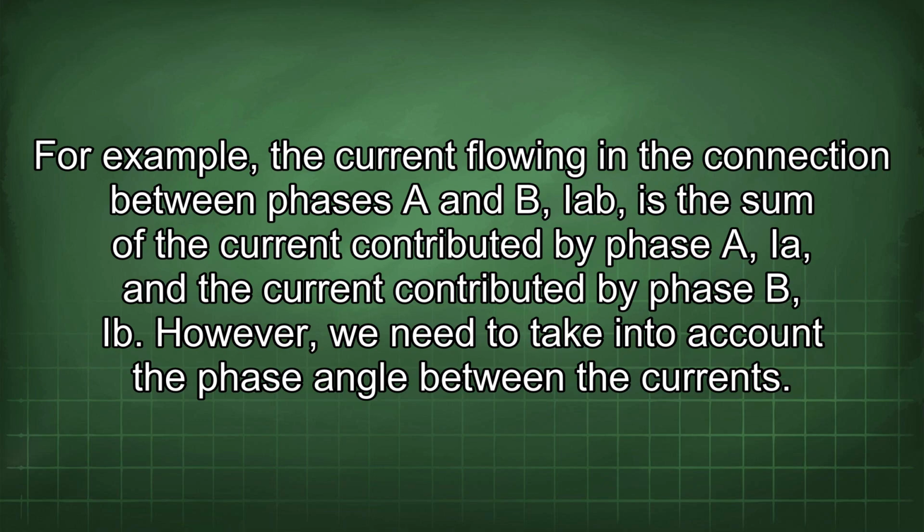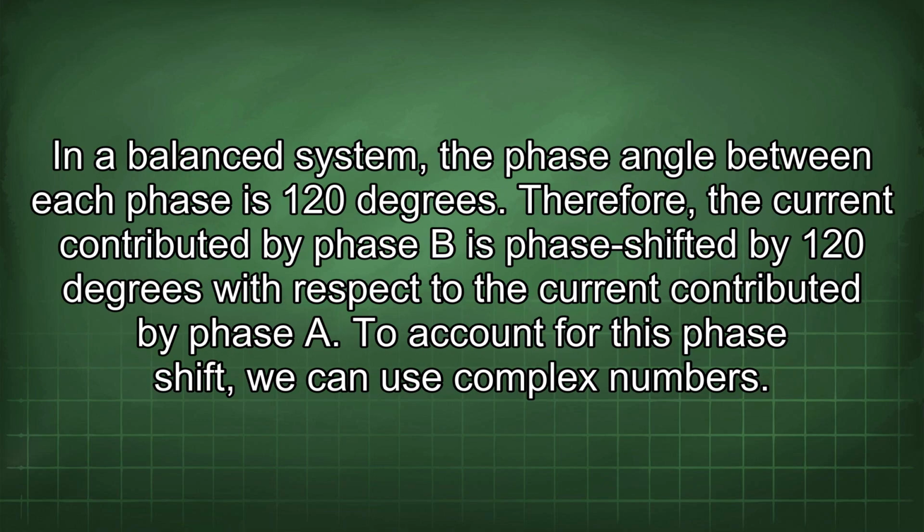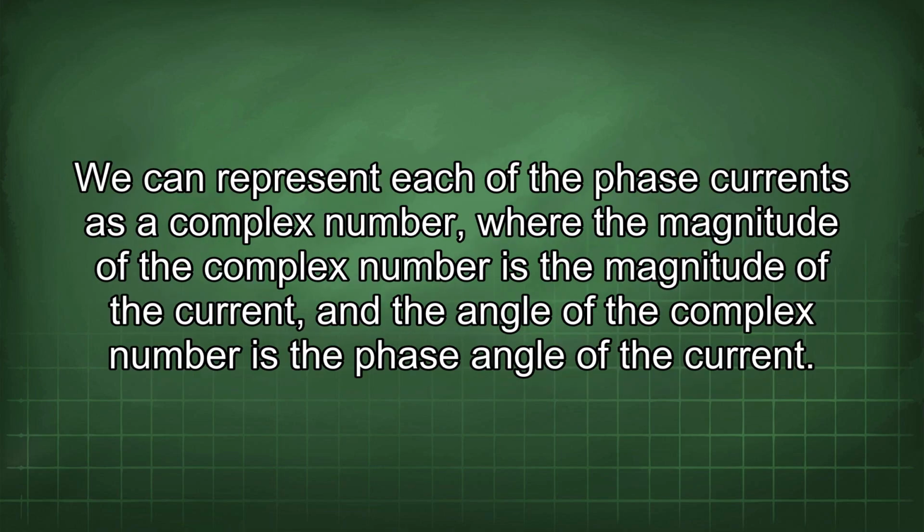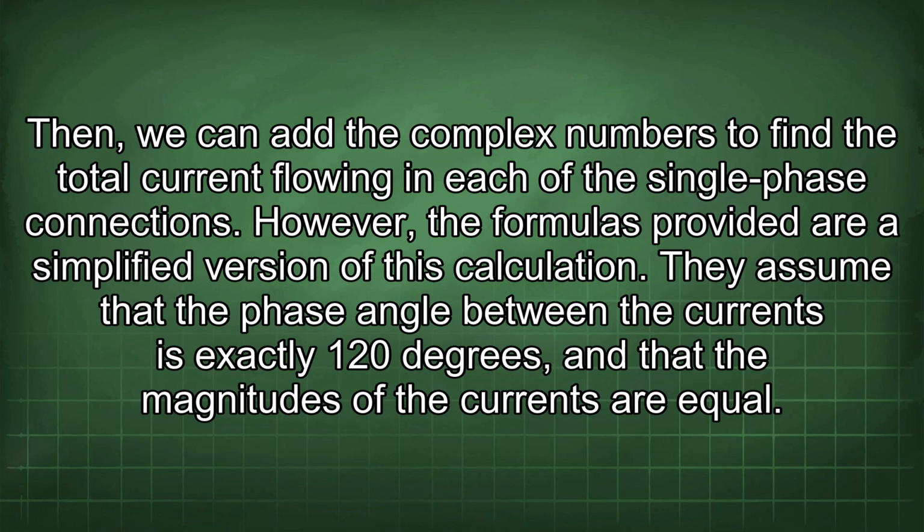However, we need to take into account the phase angle between the currents. In a balanced system, the phase angle between each phase is 120 degrees. Therefore, the current contributed by phase B is phase shifted by 120 degrees with respect to the current contributed by phase A. To account for this phase shift, we can use complex numbers. We can represent each of the phase currents as a complex number, where the magnitude of the complex number is the magnitude of the current, and the angle of the complex number is the phase angle of the current. Then, we can add the complex numbers to find the total current flowing in each of the single-phase connections.